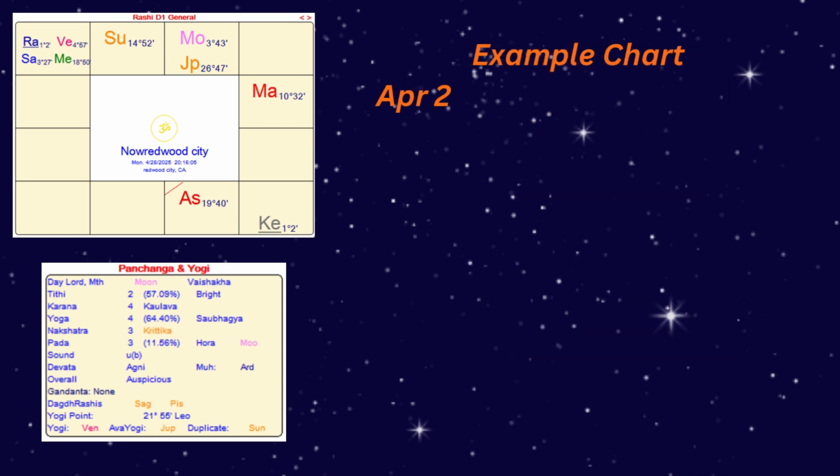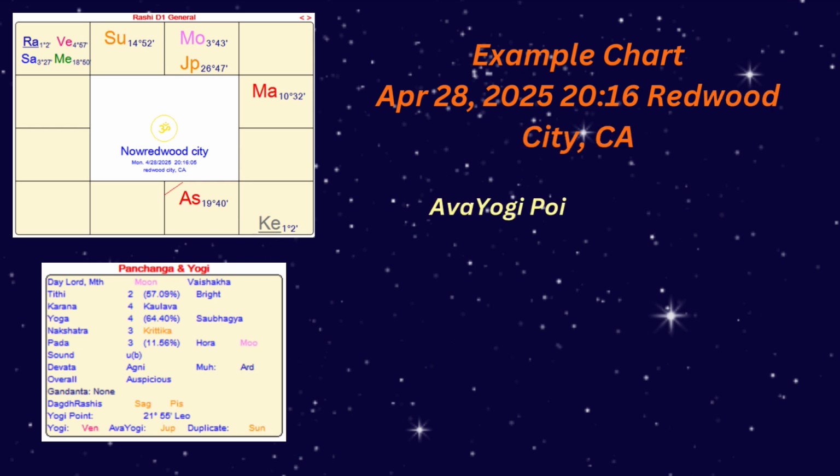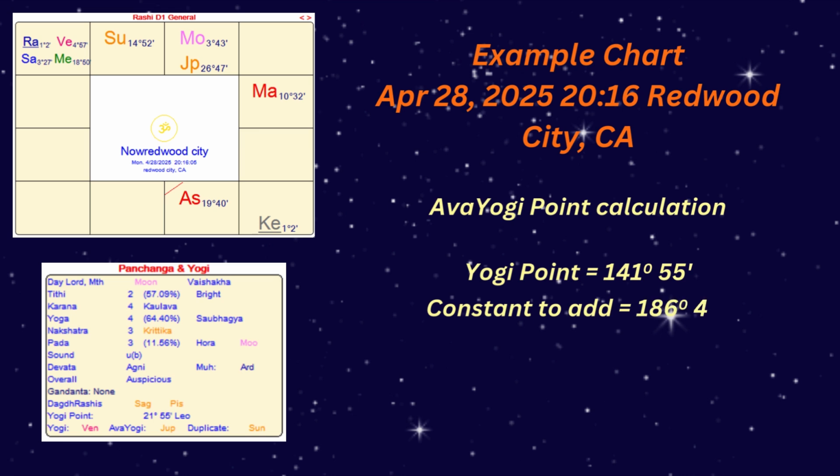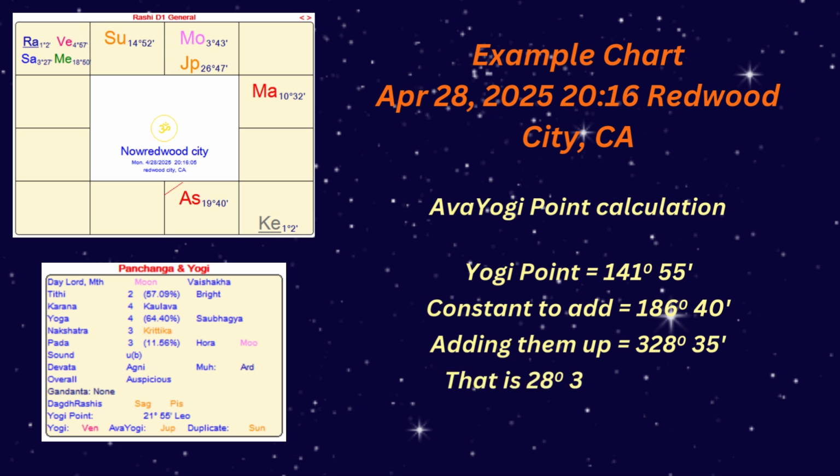Let's also calculate the Avayogi point for this chart. We already determined the Yogi point to be at 21 degrees 55 minutes in Leo, or 141 degrees and 55 minutes from 0 degrees Aries. To get the Avayogi point, we simply add 186 degrees and 40 minutes to the Yogi point. So adding 141 degrees 55 minutes and 186 degrees 40 minutes, we get 328 degrees and 35 minutes.